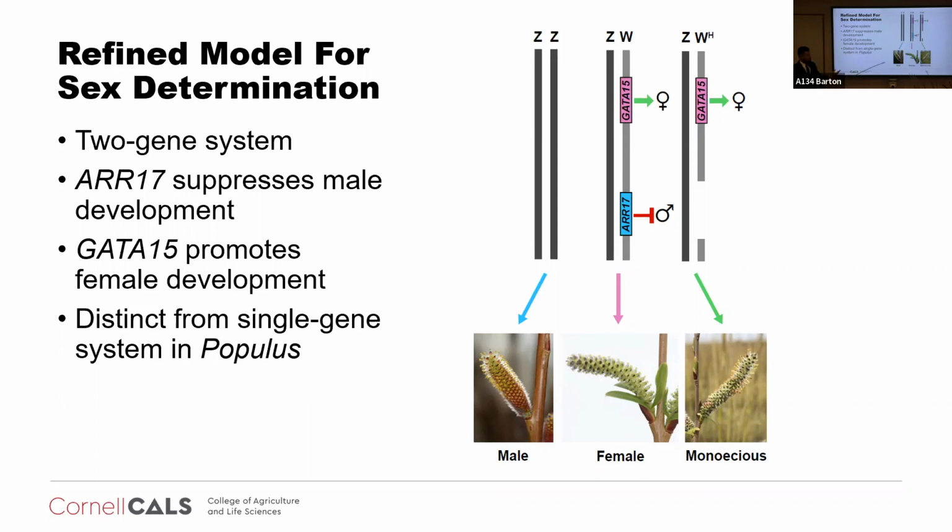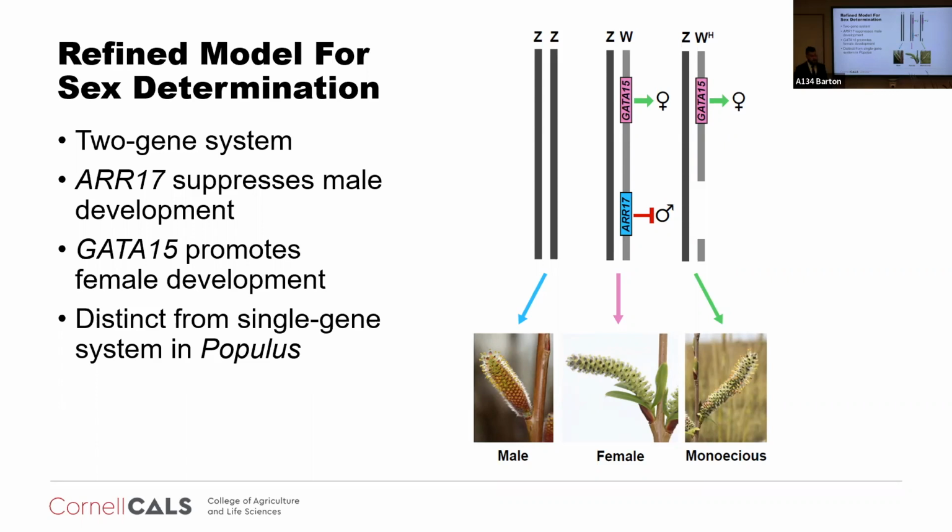What that looks like in our model is males are ZZ genotype. They don't have a sex determination region, so they result in male floral development. We think this is the default pathway for willow. When you have a ZW, you have a W chromosome, so that has a GATA15 that is promoting female floral development. It also has those 4 copies of AR17, which we think are suppressing male floral development based on our functional analysis results. So together, you get female catkins.